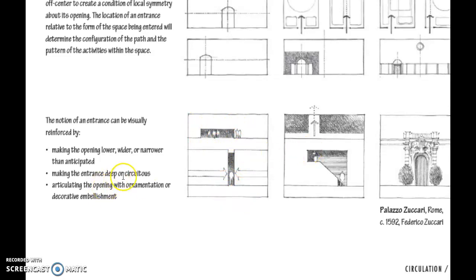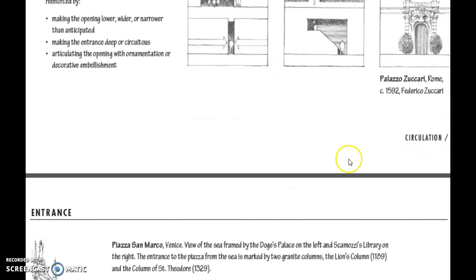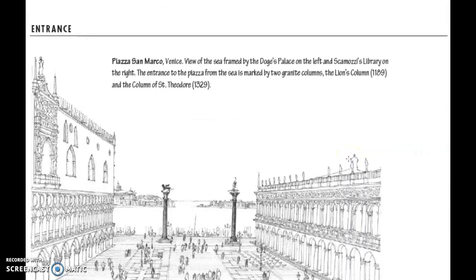Make the entrance deep or circuitous, like you have this. It is recessed. Articulating the opening with ornamentation or decorative embellishment here. So you are articulating the building. This is surface articulation only, where you are bringing more ornamentation around the entrance, in order to gain more attention. So here are a few examples.